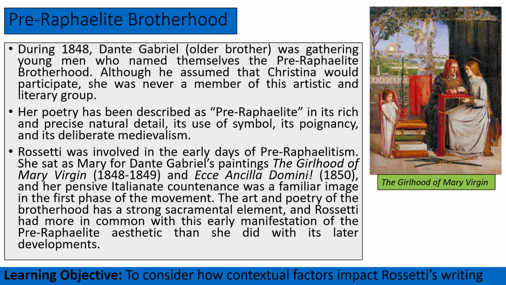So the pre-Raphaelitism, it kept developing into something that wasn't quite meeting with Rossetti's views and ideas, so she sort of backed away from it. But this early start to it, where it's sort of very religious pictures and use of symbols, etc., that is what she kind of agreed with and thought she could get on board with.